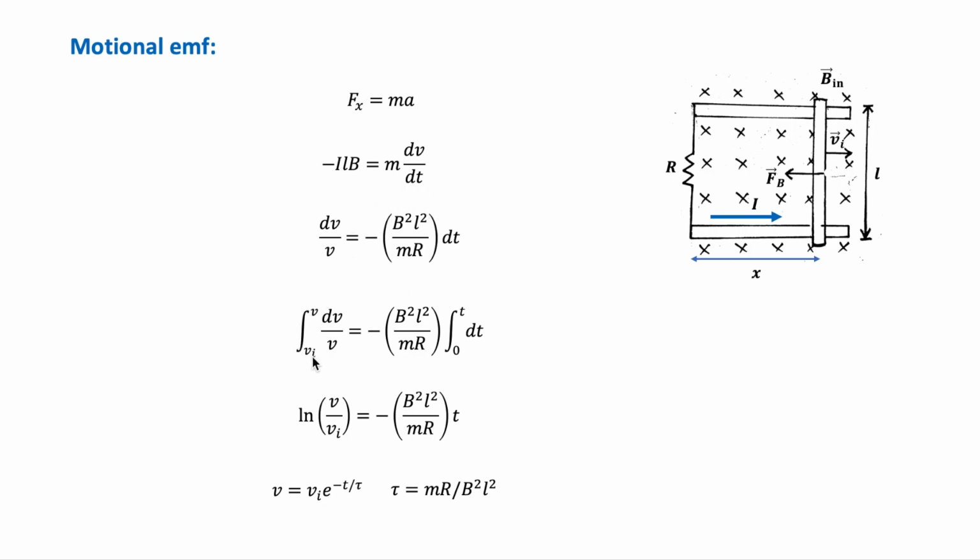If we integrate from v initial to v, we get ln(v over v initial) equal to minus B squared L squared over mR times t, and this gives v equal to v initial e to the minus t over τ, and τ is equal to mR over B squared L squared. And this shows that the velocity of the bar decreases exponentially with time, okay?